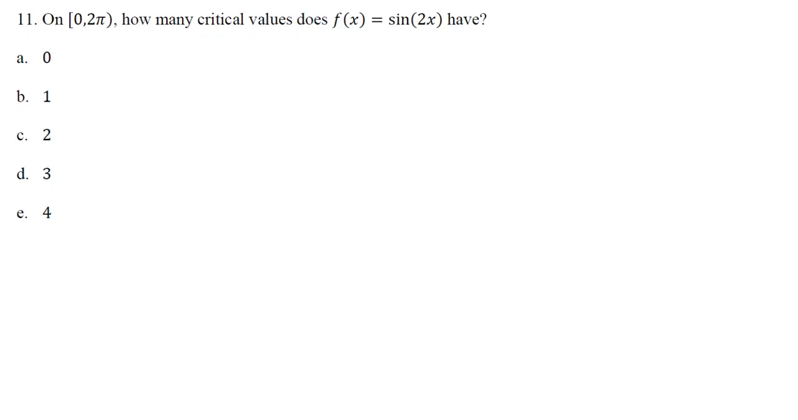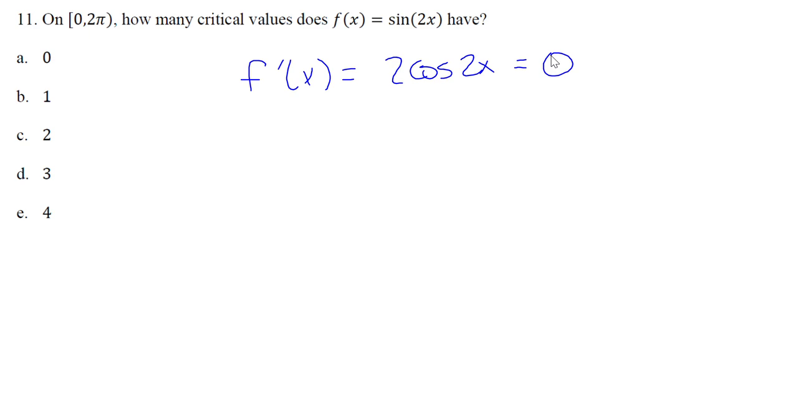All right, our next one here is asking how many critical values f of x equals the sine of 2x has on the half open interval from 0 to 2 pi. So critical values are places where your derivative is equal to 0 or where your derivative is undefined. So we have to take a derivative, f prime of x. We'll use the chain rule on that, right? So it's the derivative of sine of u, which is cosine of u, where u is 2x. And then we have to multiply it by the derivative of 2x. So 2 cosine 2x. Now we know that's never going to be undefined, but it's definitely equal to 0 sometimes.